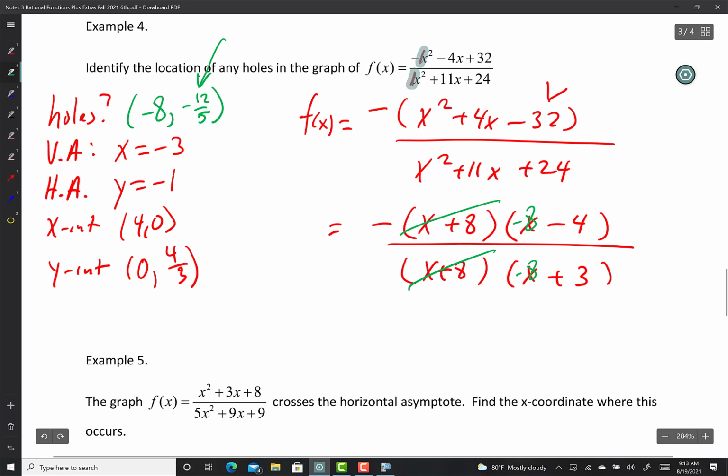It's negative. Why would it be negative? I have a negative out here on the outside. The numerator turns positive when you do negative times the negative, but the denominator is a negative. Do you see it, Lopez? Okay.